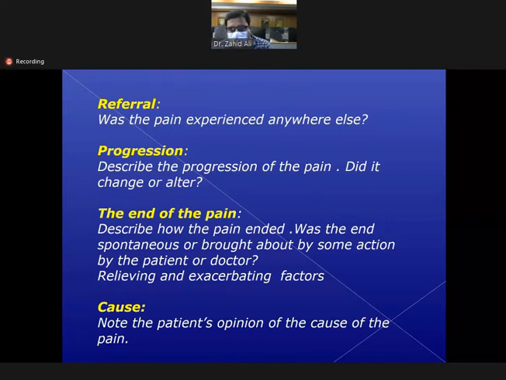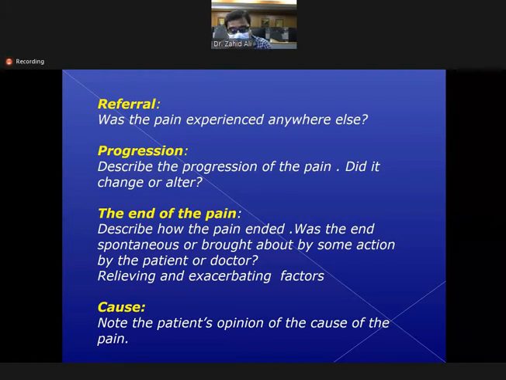Progression of the pain. Describe the progression of the pain. Did it change or alter? Initially, it's not so severe, then it becomes severe. And the end of the pain. Describe how the pain ended. Was it spontaneous or brought about by some action of the patient or doctor?